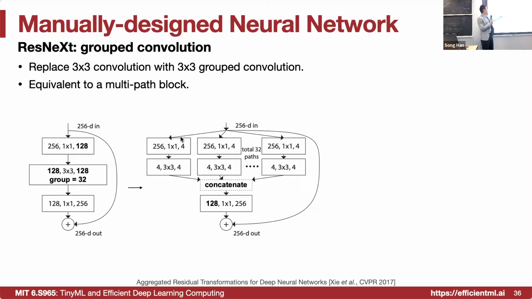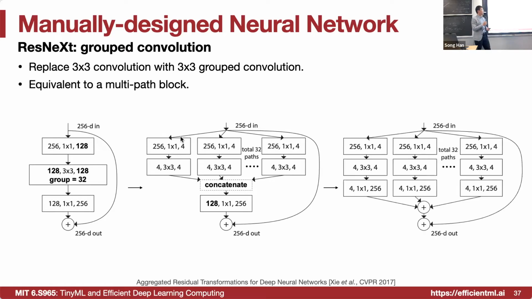All these can be done independently without talking to each other. So the final 1 by 1 convolution from 128 to 256 channels can also be decomposed into 32 smaller 1 by 1 convolutions that map from 4 channels to 256 channels. So this is an illustration of what a group convolution is: we have many identical groups of convolution.